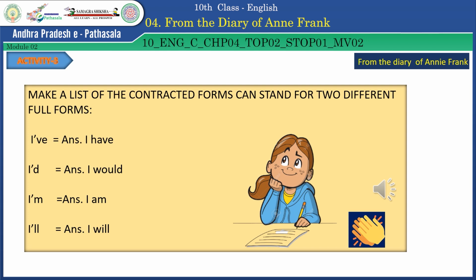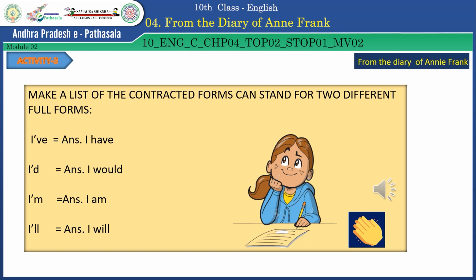Children, make a list of the contracted forms that can stand for two different full forms. I'd, I'm, I'll. Very good children. Answers are I have, I would, I am, I will. Now let's do some other interesting activity, that is speaking.